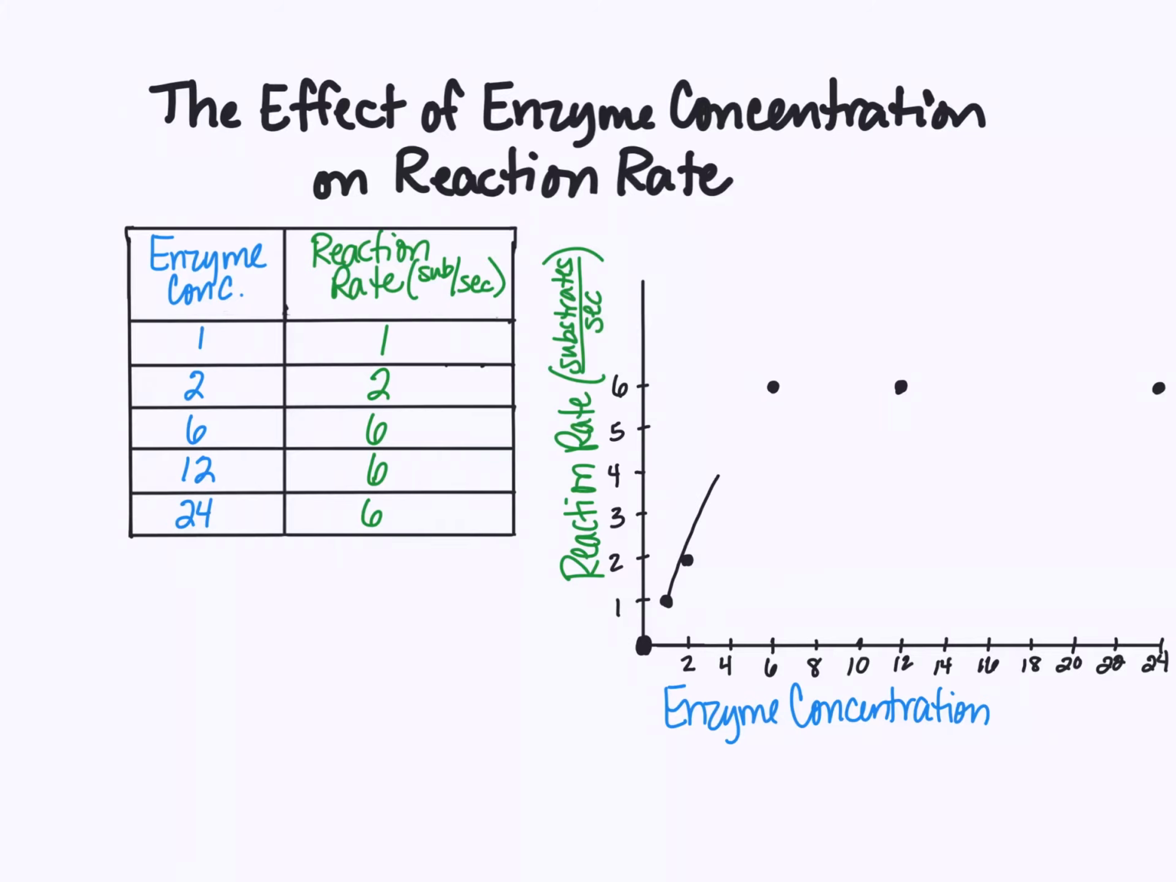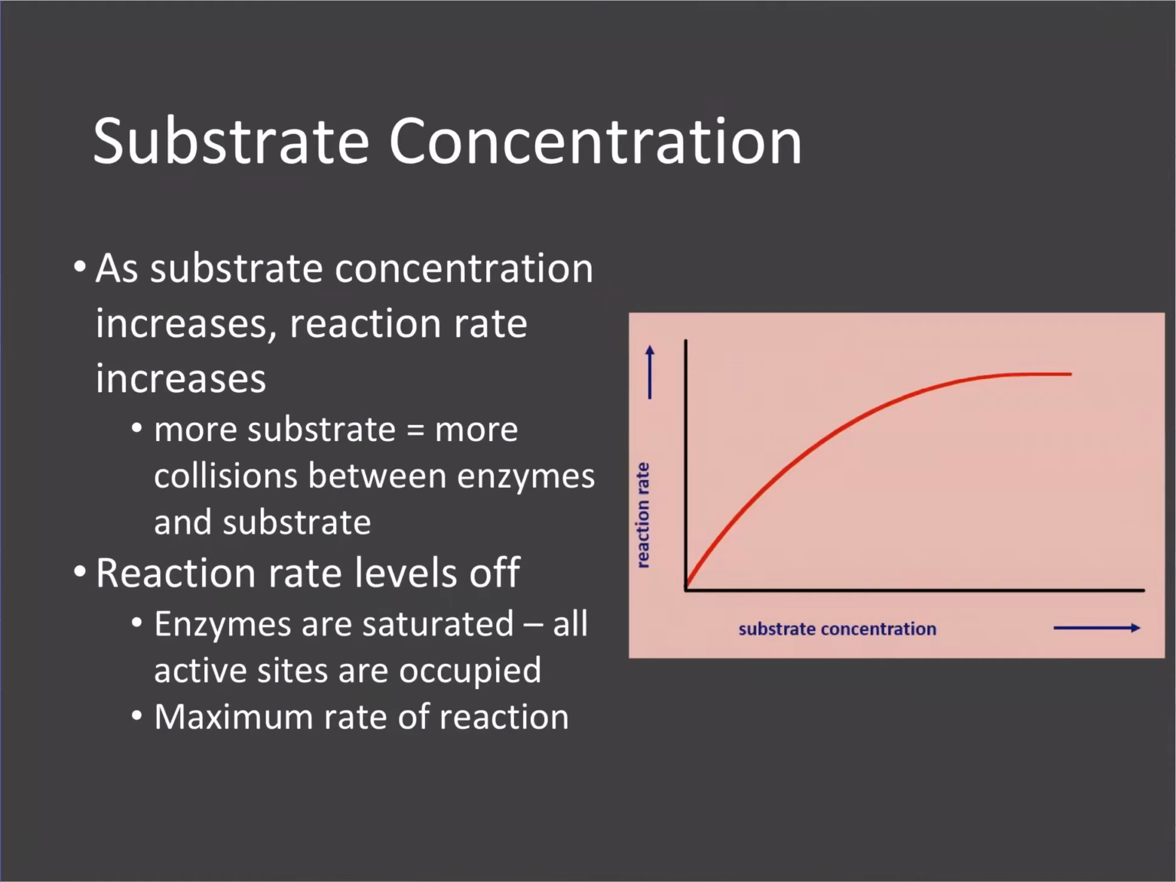So as we connect our data points, we'll see this trend with the reaction rate increasing as the enzyme concentration increases until it levels out. Now remember, it levels out because we have essentially run out of substrate to break down. And so adding more enzyme does not speed up the reaction rate anymore because all of the substrate has already been reacted upon. Now let's take a look at the effect of substrate concentration on reaction rate.